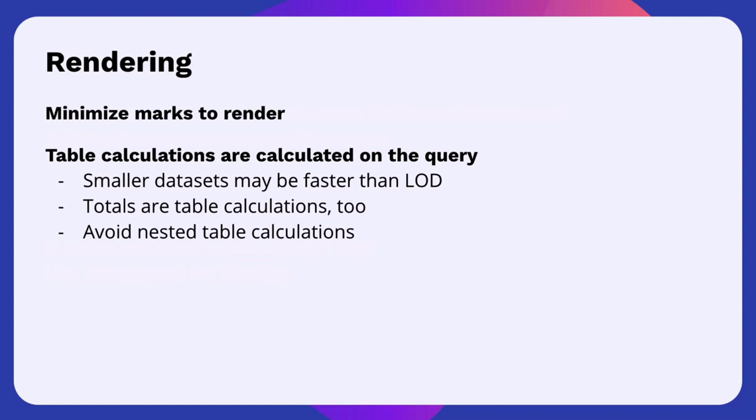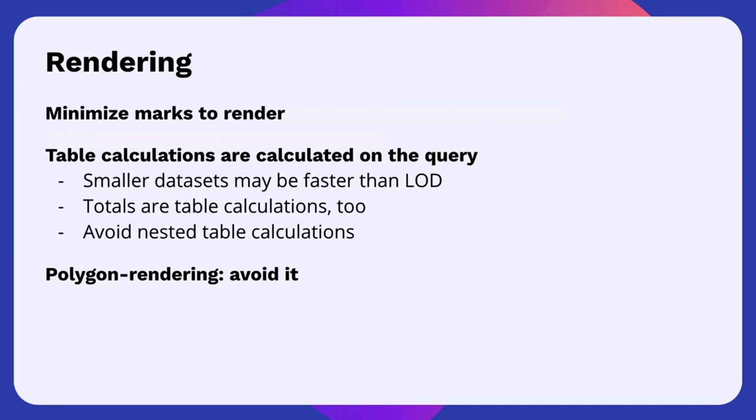So if you decide, I'm going to include a total, well, that's going to create a table calculation, which is going to be slower. And in general, we already mentioned this, nested table calculations are not going to be particularly fast, especially if you get to 2, 3, 4 layers on top of that.